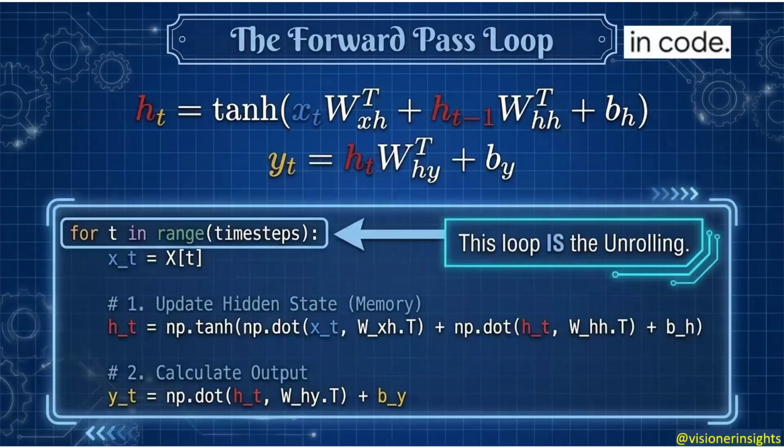Now the most crucial concept, the big reveal, is right here. A standard for-in time steps loop in programming is the literal manifestation of RNN unrolling. As this loop runs, time physically ticks forward for the network. Inside that loop, we update the hidden state using NumPy dot products of our shared weights and the current input. Then we calculate the output. It's just a loop, guys. That's the secret.